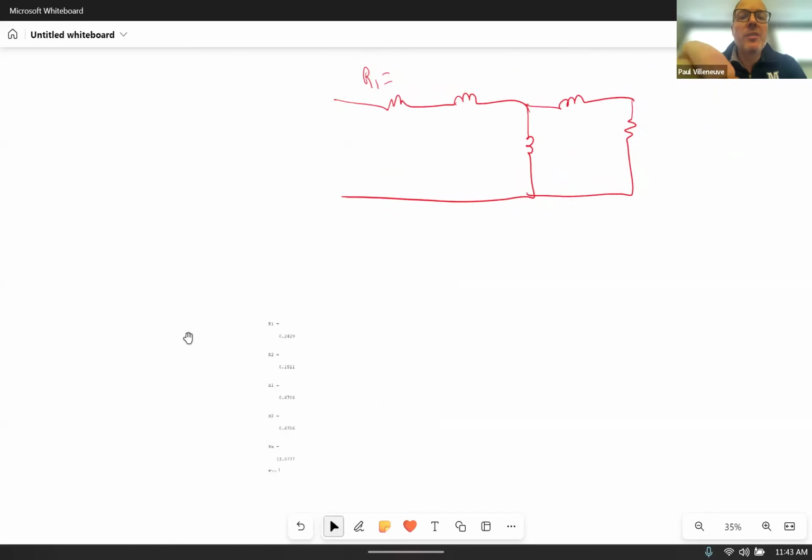So R1 is 0.24. R2 is equal to 0.151. Don't forget that's over the slip. That's going to vary based on the speed, so that has to be variable. XM is 13.98. X1 is equal to 0.6706. And because it's a NEMA design A, they're both the same. That's my equivalent circuit. That is part A of the problem.